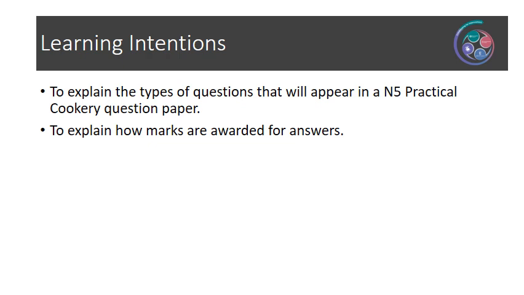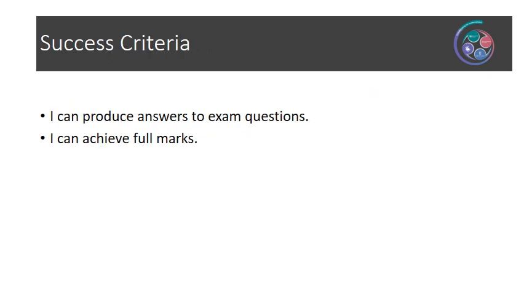The learning intentions are to explain the types of questions that will appear in a National 5 Practical Cookery question paper and to explain how the marks are awarded for answers. Success criteria: I can produce answers to exam questions and I can achieve full marks.